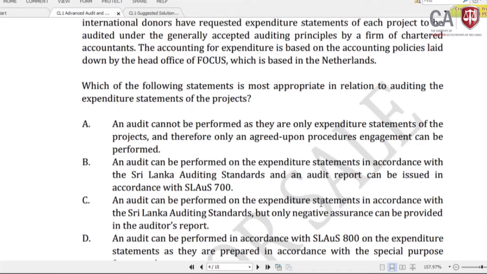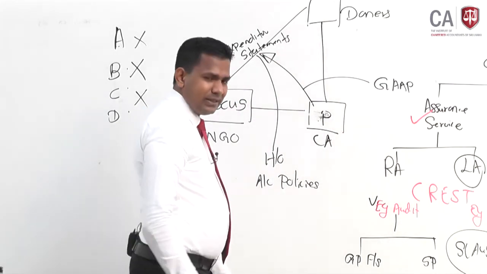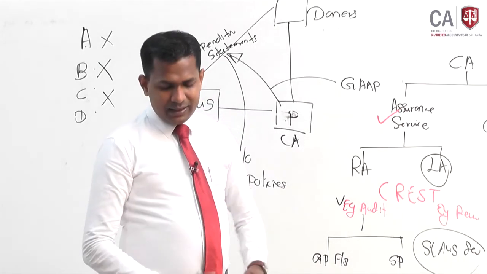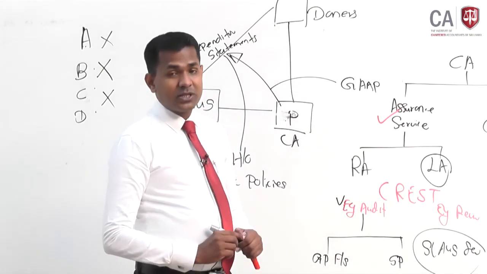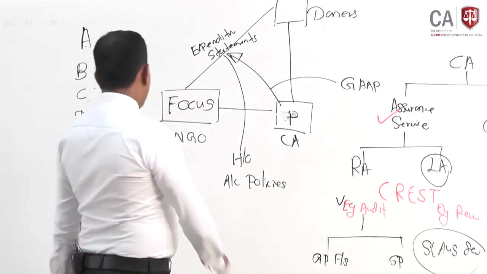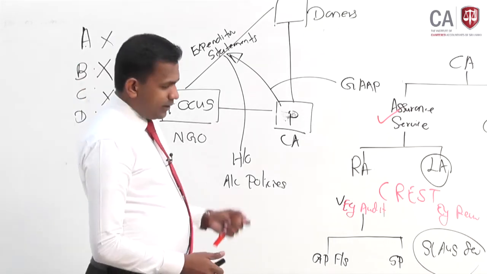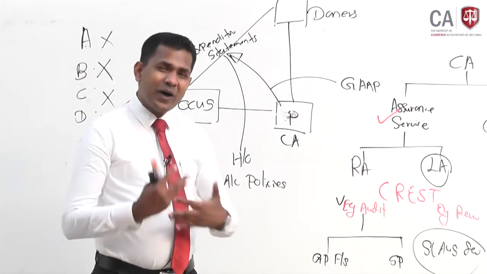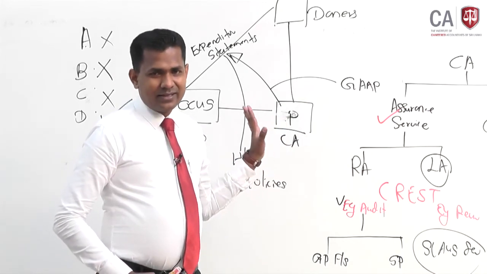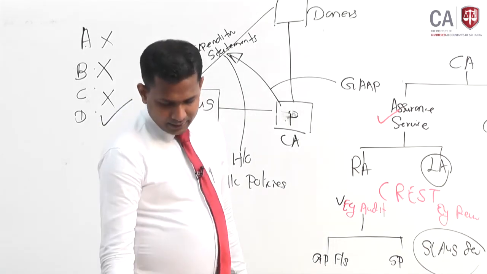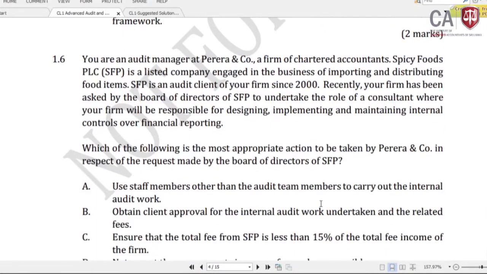We come to the final answer. An audit can be performed in accordance with SLAuS 800. Yes, this is a special purpose, not the general purpose. So an audit can be performed in accordance with 800 on the expenditure statement as it is prepared in accordance with a special purpose framework. Therefore, answer D is the correct answer. Now you can see, even to answer an MCQ question, you need to analyze the answers like this. Then the chances of going wrong in the examination are very small. So we'll look at the next question.